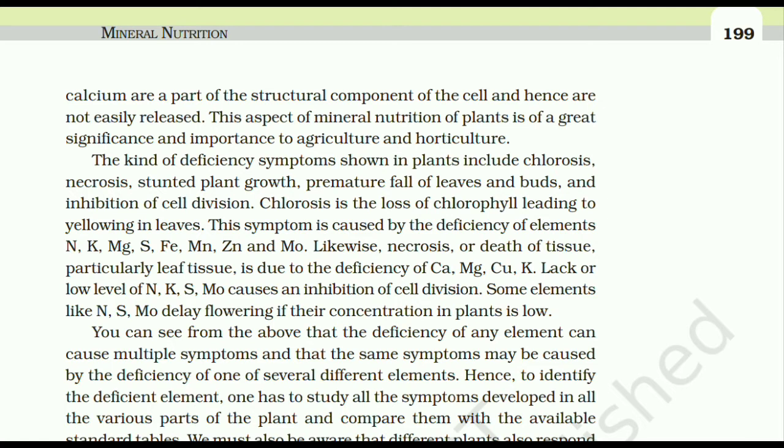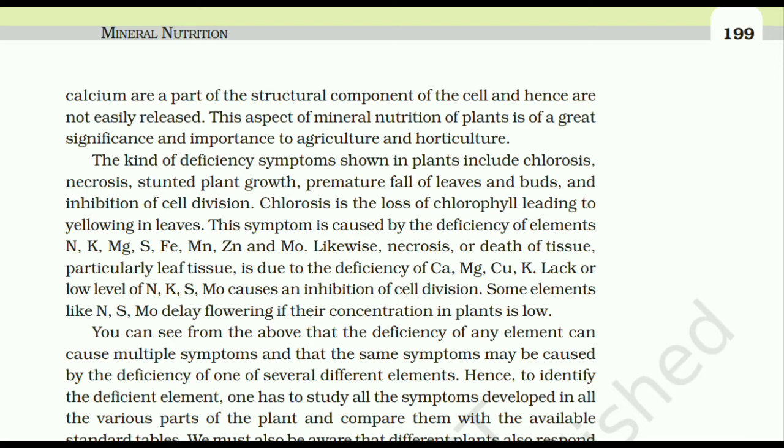The kinds of deficiency symptoms shown in plants include chlorosis, necrosis, stunted plant growth, premature fall of leaves and buds, and inhibition of cell division. Chlorosis is the loss of chlorophyll leading to yellowing in leaves. This symptom is caused by a deficiency of elements like nitrogen, potassium, magnesium, sulfur, iron, manganese, zinc, and molybdenum.